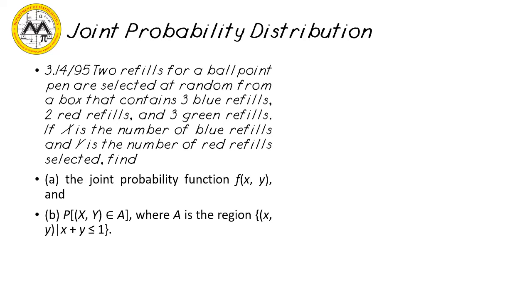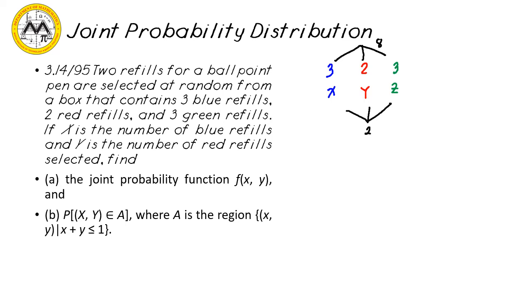So we have 3 blue refills, and x is the number of blue refills. We also have 2 red refills, and y is the random variable for the red refills. We have the green refills, 3, and let us have z to be the number of green refills. We're going to select 2 from all of this. So 3 plus 2 plus 3 is a total of 8, and we're going to select 2.